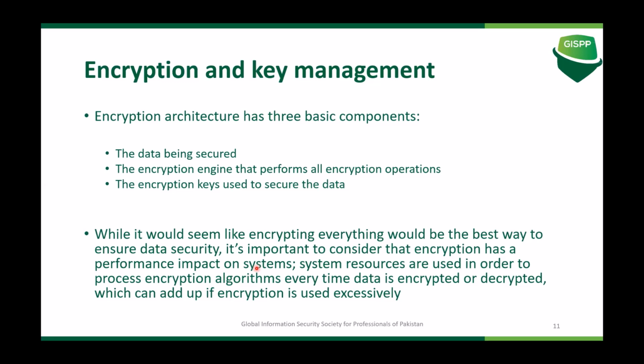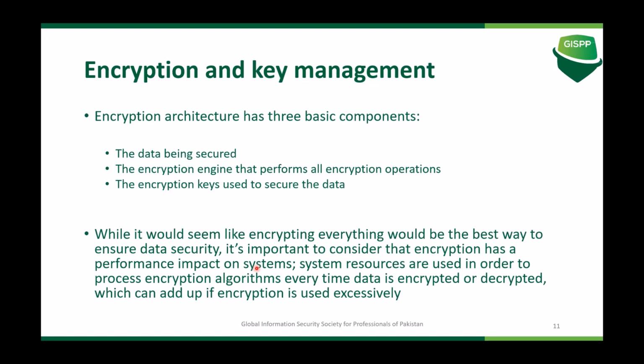So encryption architecture has three basic components. One is the data being secured. In this case, it might be credit card numbers, health information, social security numbers, your national ID card number. That's the data that you're trying to protect, or any other intellectual property that a company wants to protect. So encryption is the way to go.